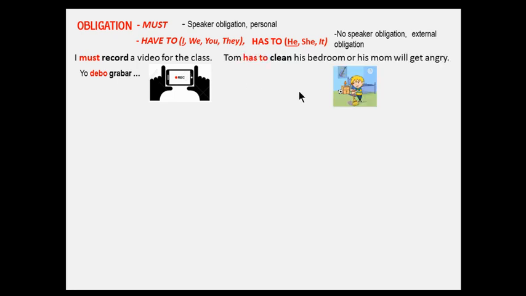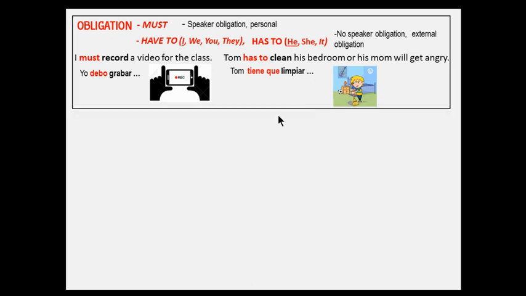Another example, this is Tom. Tom has to clean his bedroom or his mom will get angry. Tom tiene que limpiar su habitación o su mamá se enojará. External obligation, algo externo lo obliga. ¿Quién es? Su mamá. Por eso lo hace, no porque él quiera. It's very easy. Now, prohibition.